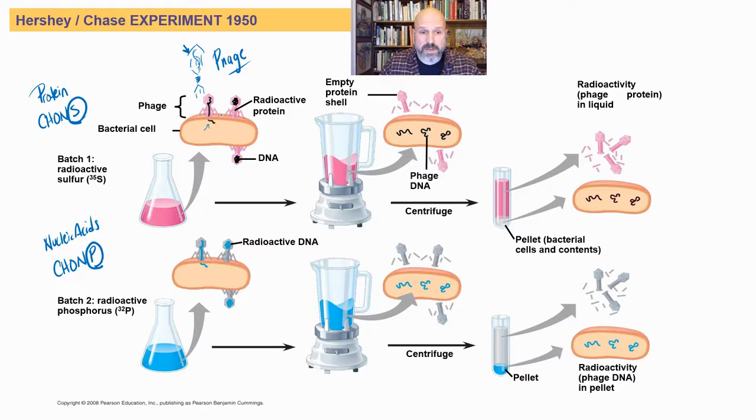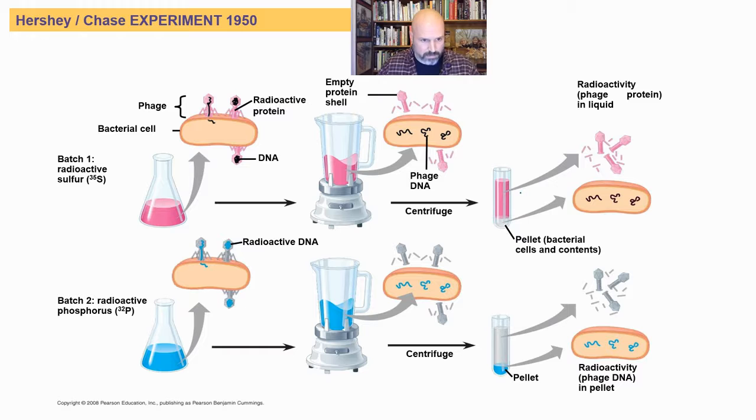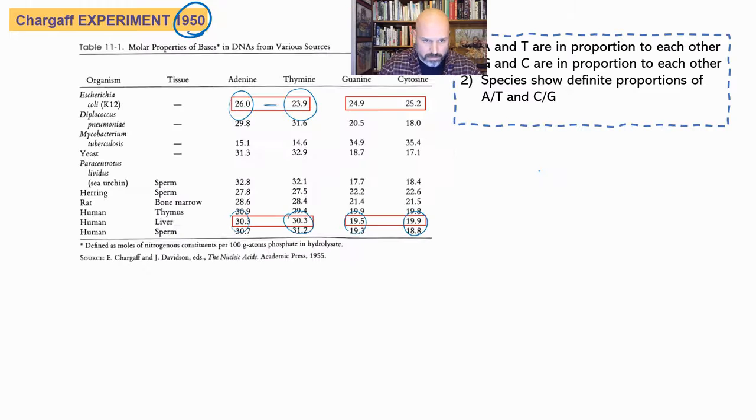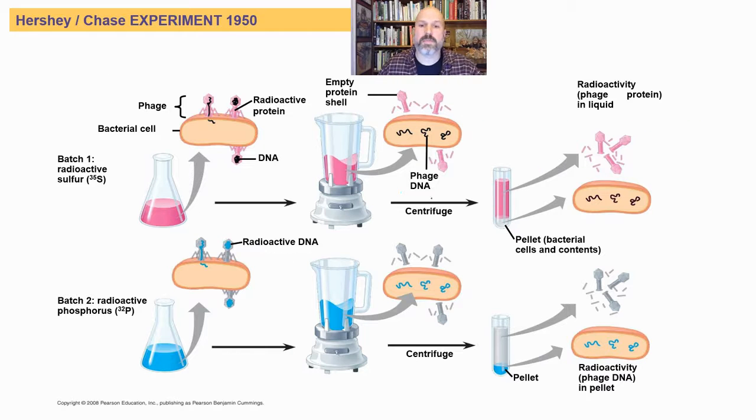They take the bacteria and they allow them to infiltrate the bacteria in both cases. These down here is radio-labeled DNA, down here is radio-labeled proteins. And then they put them into a blender, break them up so that they can get to the parts that matter. And then they put them into a centrifuge and spin them down. And this is what they found.